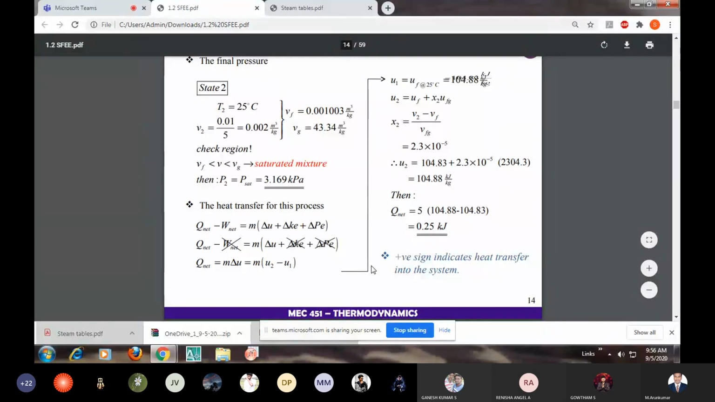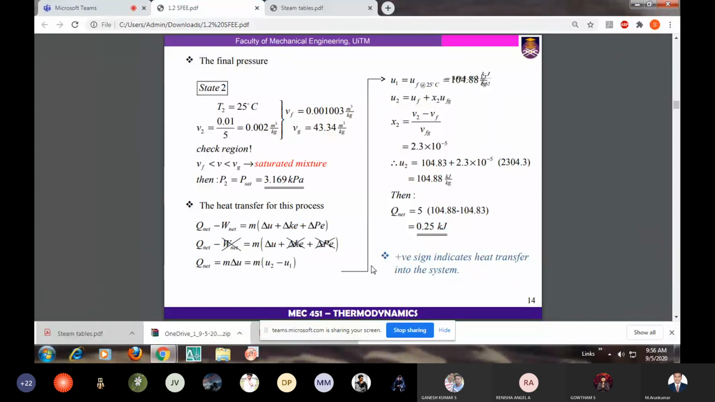Here the positive sign indicates heat transfer into the system. Just here we are providing the heat to the system. So there was a positive sign. If there is a heat transfer out of the system, the sign will be negative, right?